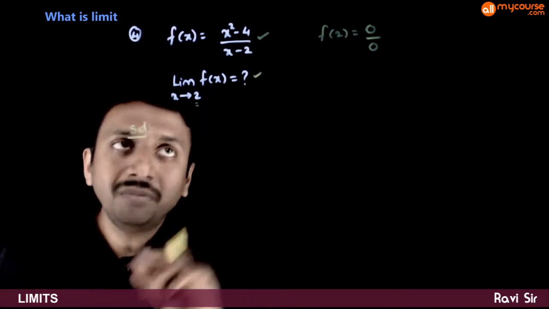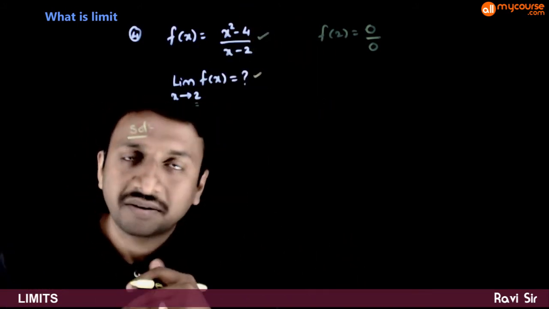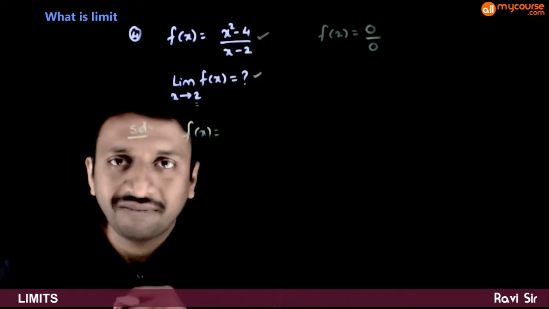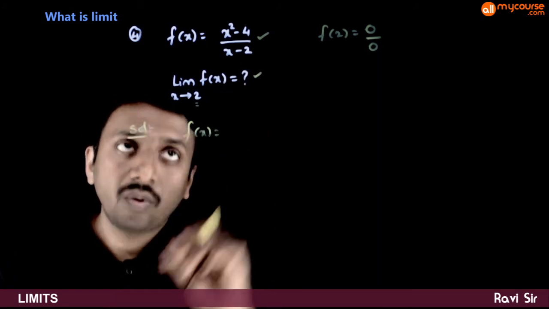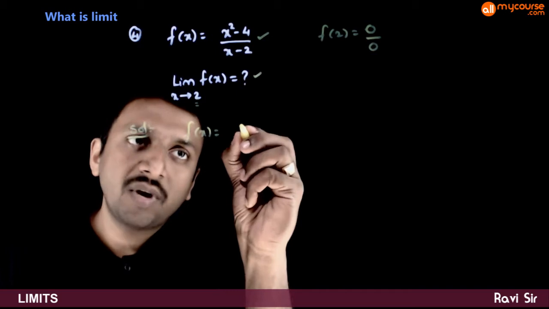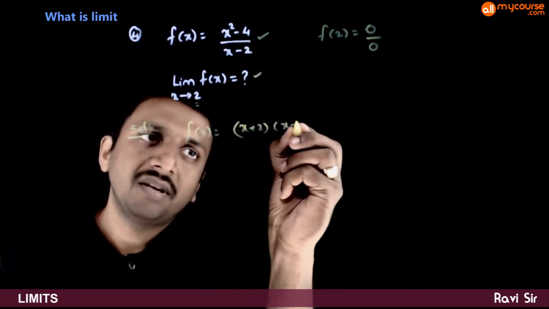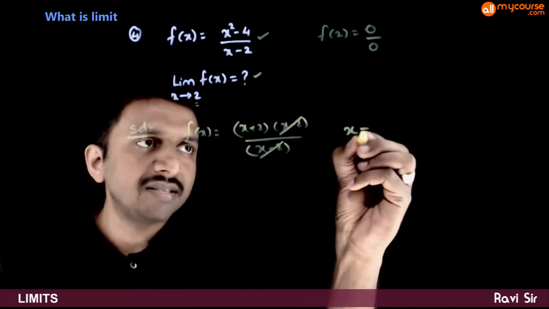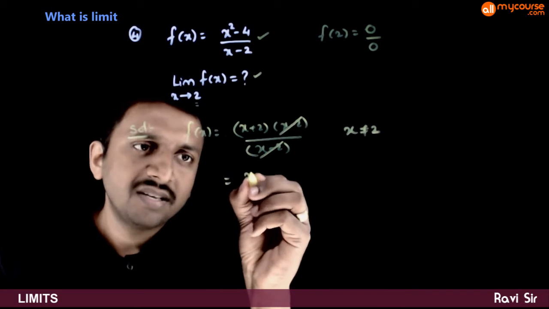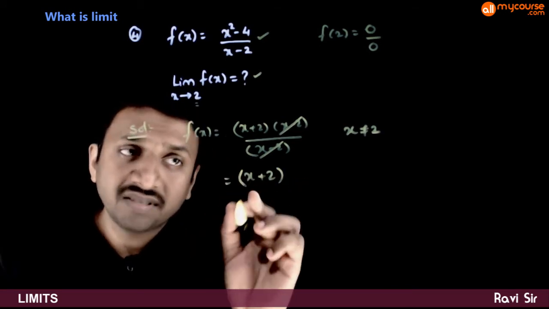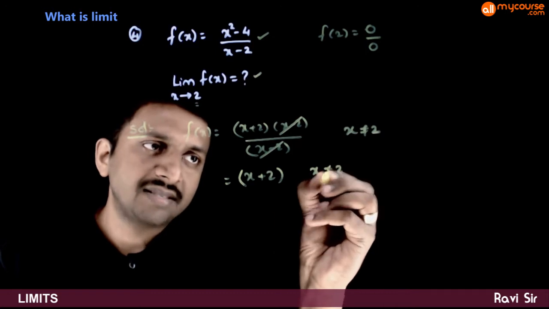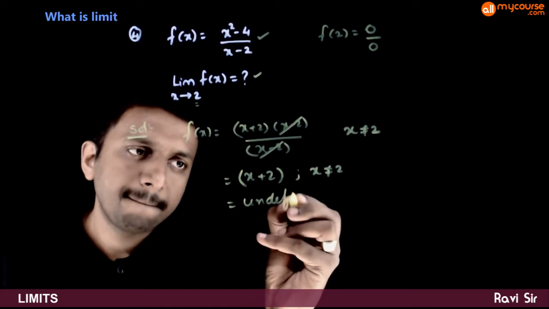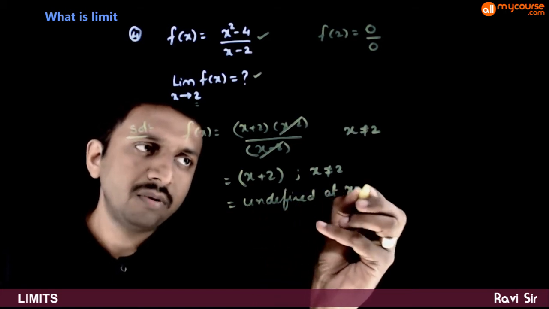So now let us try to write this function in a piecewise manner. So f of x is equal to, at x is equal to 2, it is not defined. When x is not equal to 2, what does this function become? So x square minus 4 is x plus 2 times x minus 2 by x minus 2. So I can cancel these two as long as x is not equal to 2. That means f of x is equal to x plus 2 as long as x is not equal to 2, and undefined at x is equal to 2.